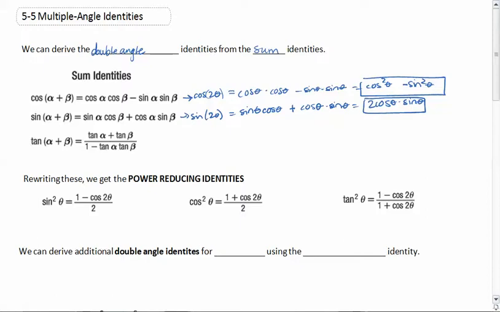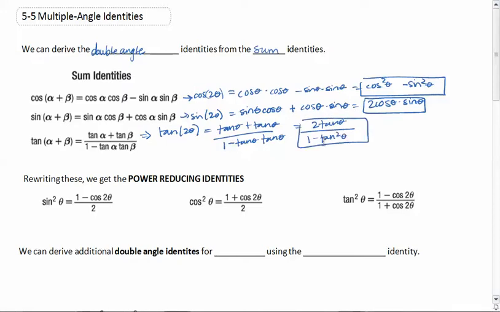So for this last one, we have tangent. We know that for tangent alpha plus beta, we have tangent of the first plus tangent of the second over 1 minus tangent of the first times tangent of the second. So again, we're going to just fill in, this is tangent of 2 theta. We're going to fill in thetas for all of those. So we have tangent theta plus tangent theta over 1 minus tangent theta times tangent theta, which means we have 2 tangent theta over 1 minus tangent squared theta. So that is what you get for tangent of 2 theta.